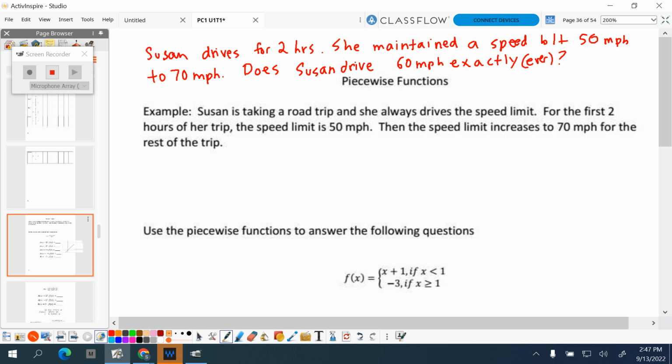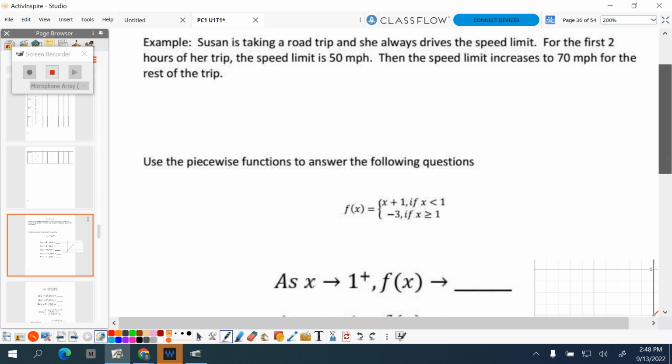We don't really have enough information to find it out, but we can say because her range is between 50 and 70, she has to hit 60 at some point. When she's speeding up, she has to hit 60 at some point. If she's slowing down, she has to hit 60 at some point within that drive. So yes, and you can explain similarly. So what we want to do is look at piecewise functions. I don't think that's a good question or a good example for a word problem for this particular type of function.